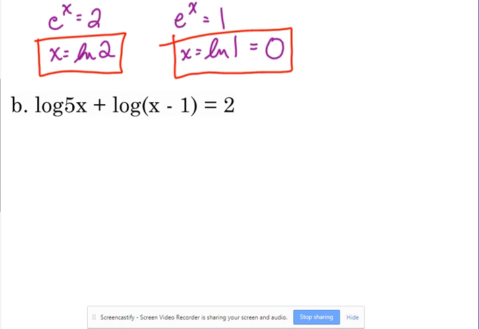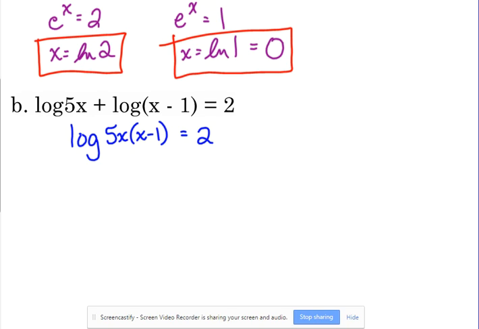All right, let's look at b here. Okay, b, we've got the log of 5x plus the log of x minus 1 is equal to 2. What do we need to do first? Combine the logs. I think that y'all did the practice problems like this yesterday, but it's a good review right here. So we combine the logs. What comes next?